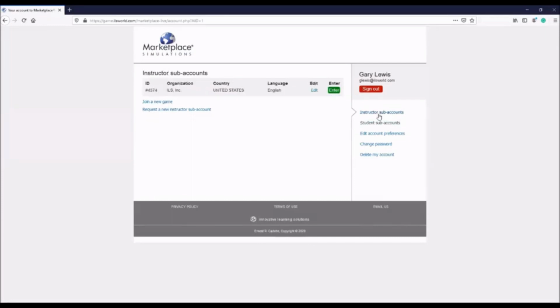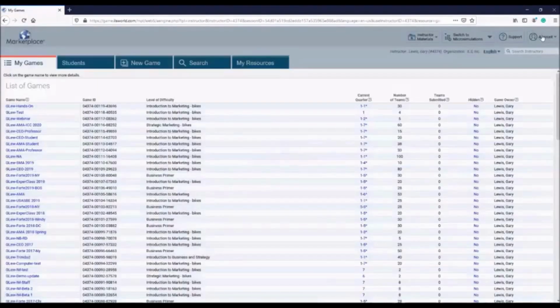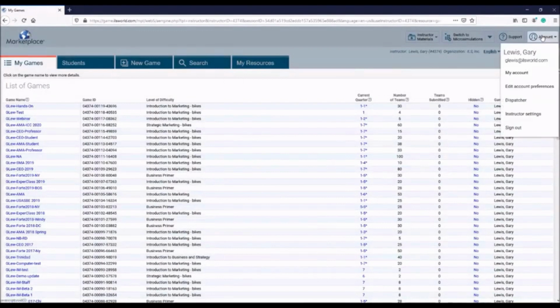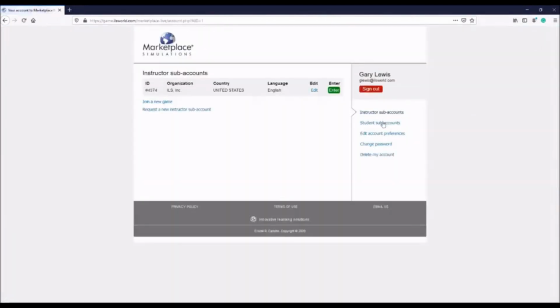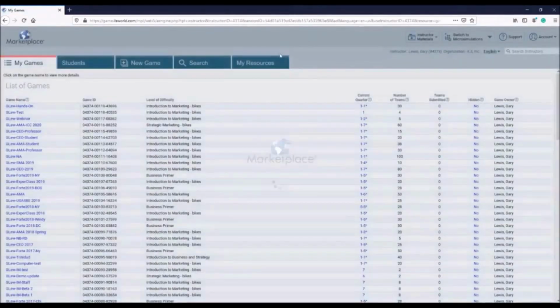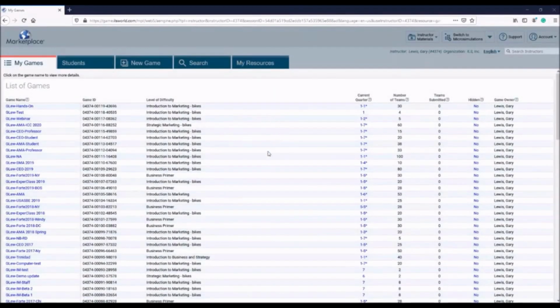Again, one more time, just so that everyone is familiar with it, you will go to this account button up here in the top right. You will click on My Accounts and then click on Student Sub-Accounts, and that will get you into your game. Let me switch my screen back over to our PowerPoint presentation.